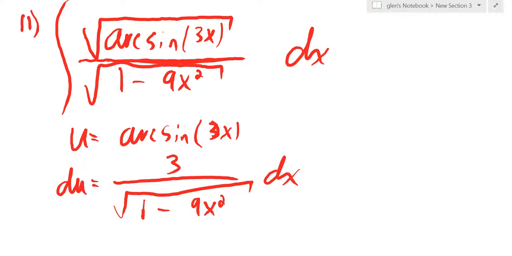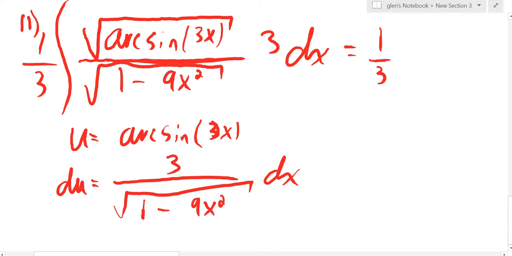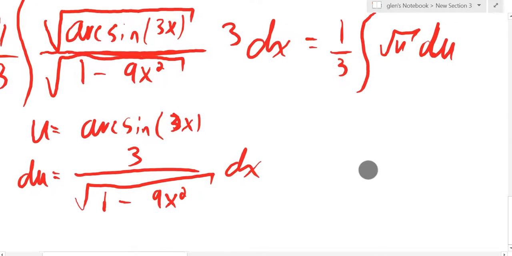Okay? So the only thing we're missing here for our du is that 3. We don't have a 3 on top. So I'm going to put a 3 with this dx, but then I need to put a 1/3 out here. And then everything just falls into place. This is just 1/3 the square root. U is that arc sine, right? So that's the square root of u. And then du is everything else. Okay. So it makes sense where it's coming from?